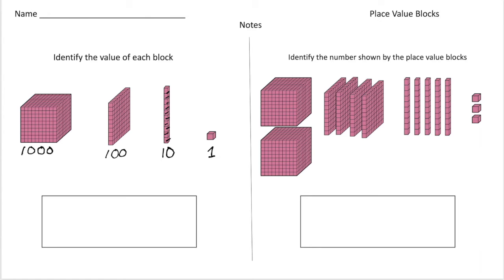All right? So the first cube represents the number 1. The second block represents the number 10. The third block represents the number 100. And finally, the fourth block represents the number 1,000.